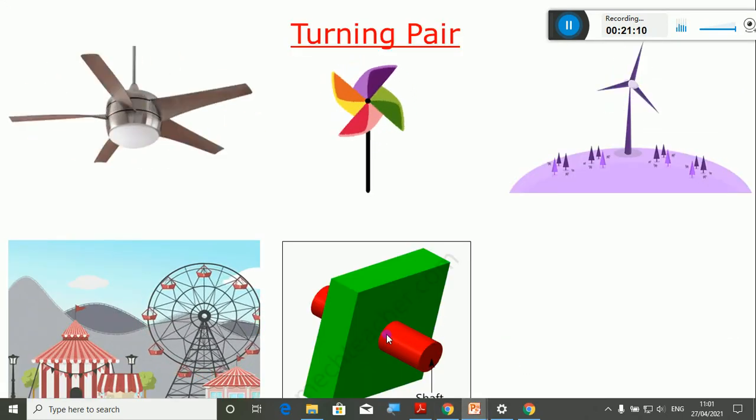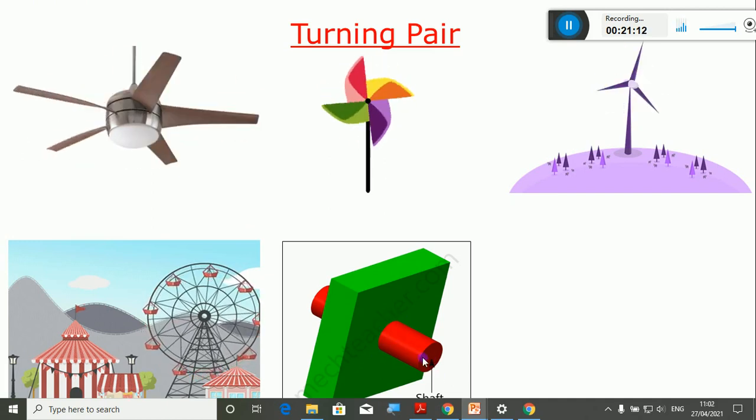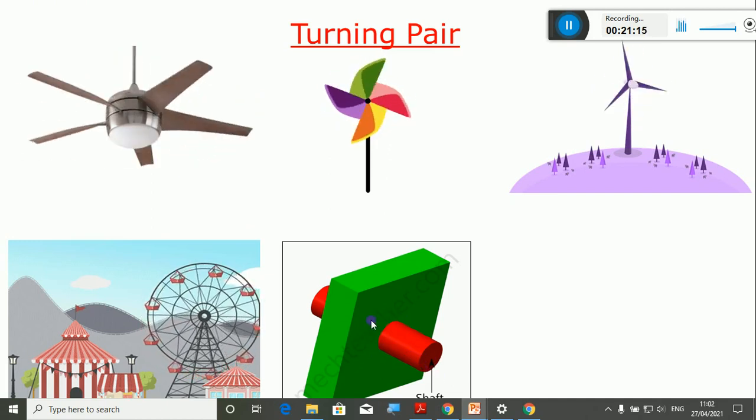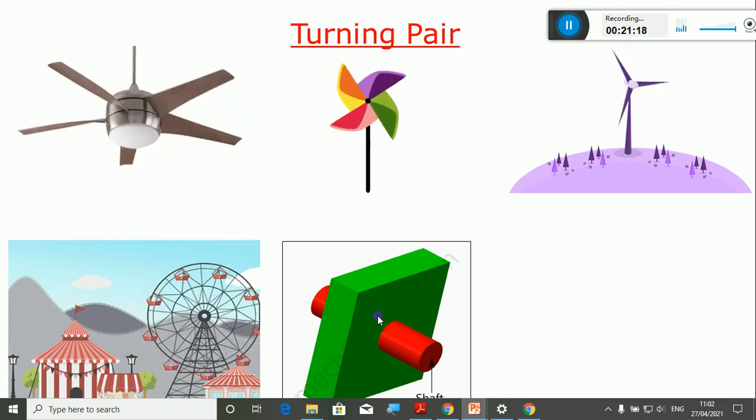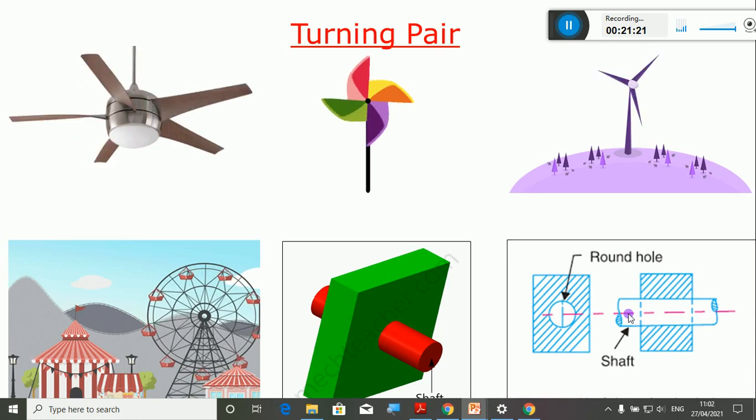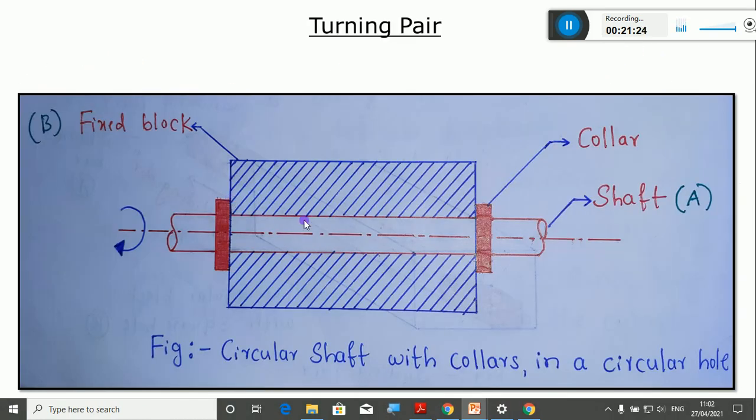So in this case, since the cross section area of the hole and the shaft is a circle, what is the kind of motion? It is a turning pair. But it will be having a collar, but I'll show this example. Okay, so this is a fixed block. This is in the form of a square shape. This is having a circular hole. Inside the circular hole, I have inserted a shaft. Okay, so I can call this fixed block as a kinematic link B, and this shaft as kinematic link A. There are two kinematic links.